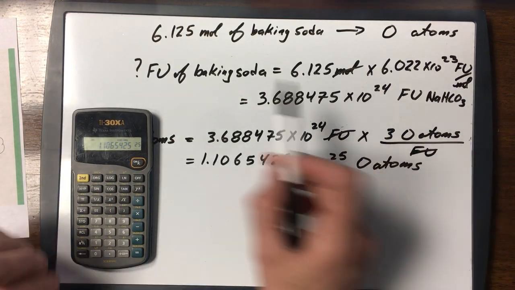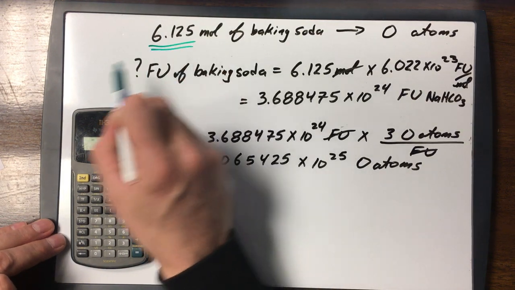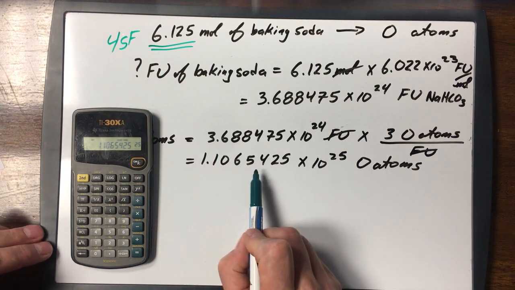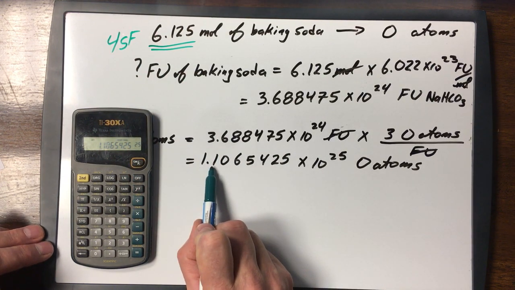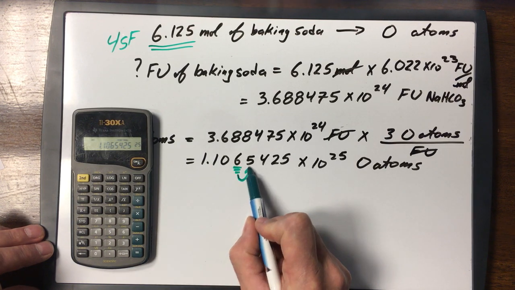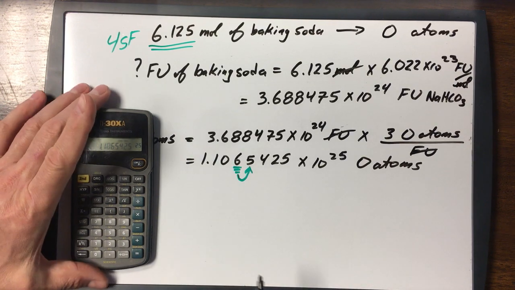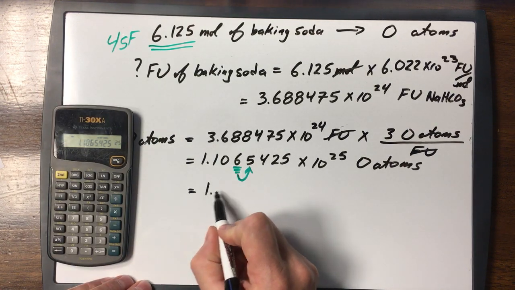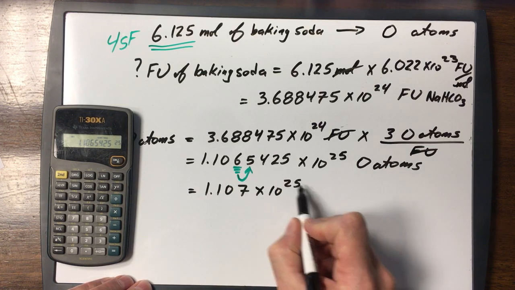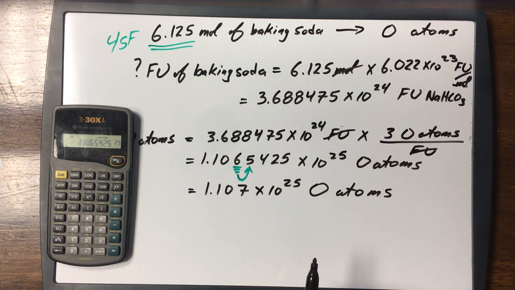Because this is our final answer, we then have to concern ourselves with significant figures. Go back to the original problem here. We have 4 sig figs, so our final answer needs to have 4 sig figs. Here's 1, here's 2, here's 3, here's 4. So that's our 4th digit. It gets rounded off by the next number. The 5 is going to round that 6 up to a 7. So it's 1.107 times 10 to the power of 25 oxygen atoms as our final answer.